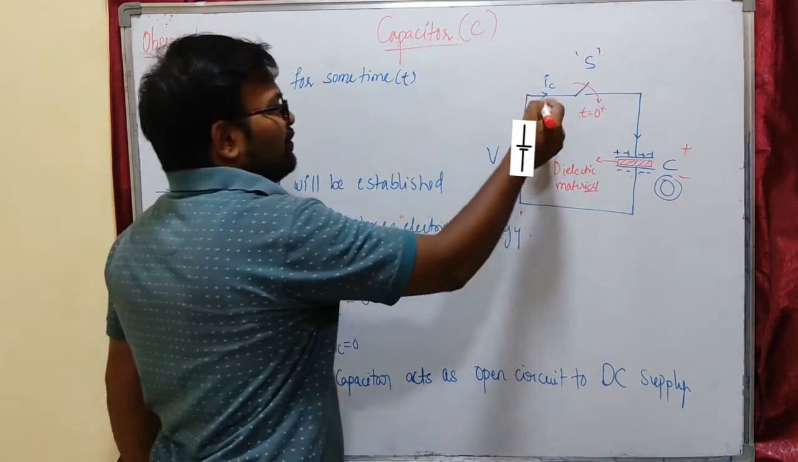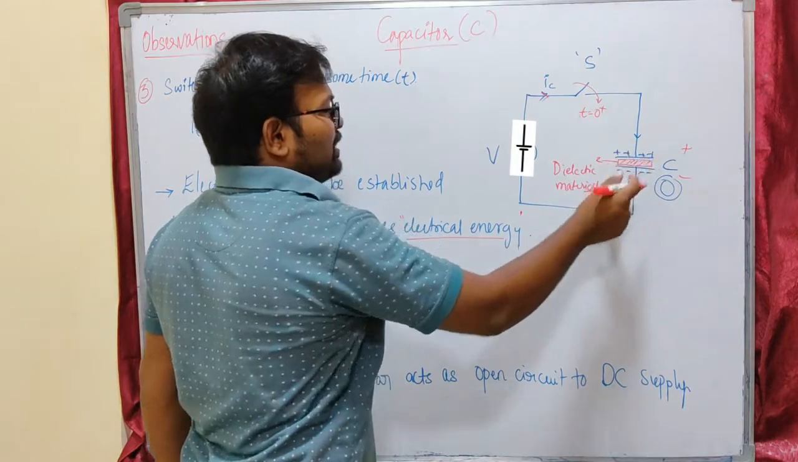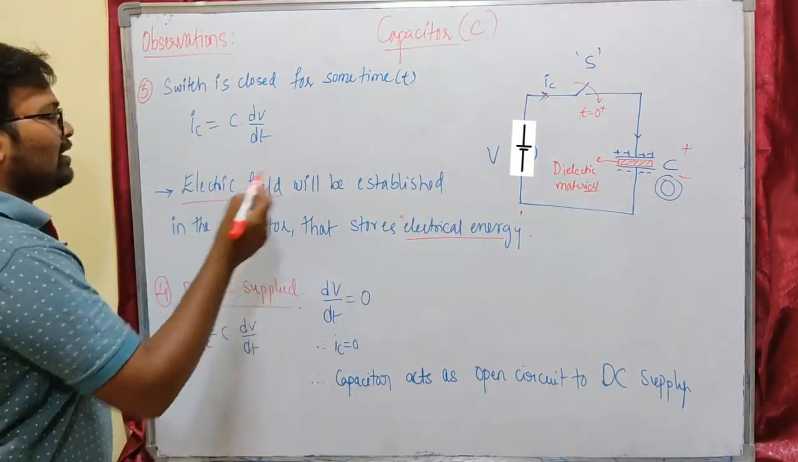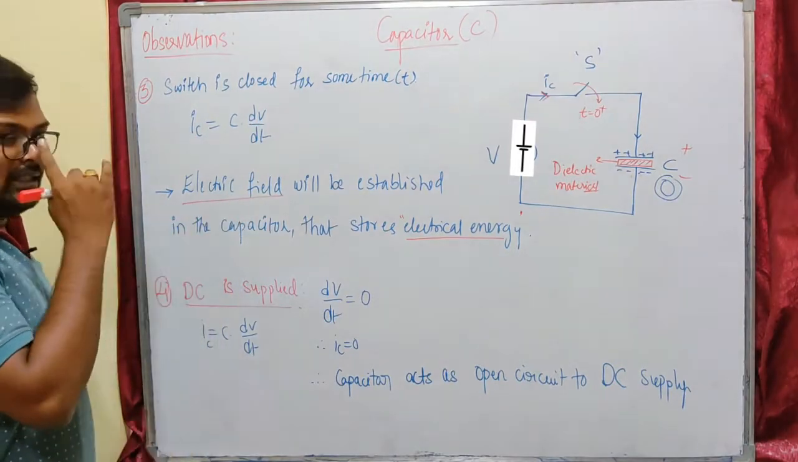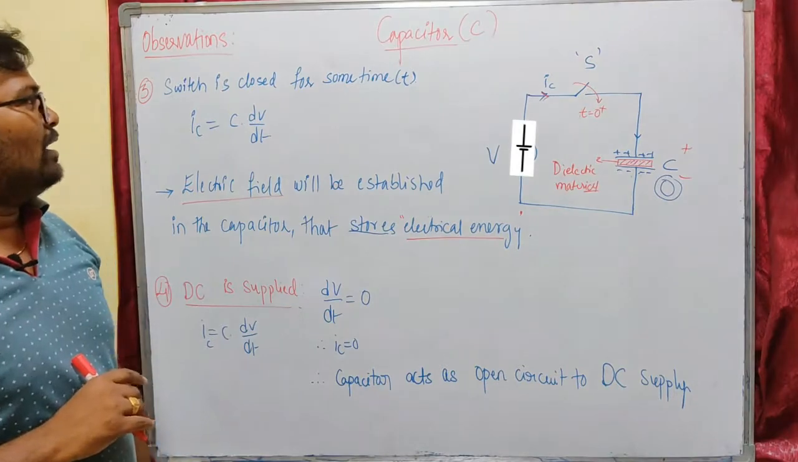Now some current will flow through the capacitor. That will induce some polarity on the charges on the plates of the capacitor, positive and negative, that will create an electric field. An electric field will be established in the capacitor. That electric field will store some electrical energy in the capacitor. This is what happens after some time.